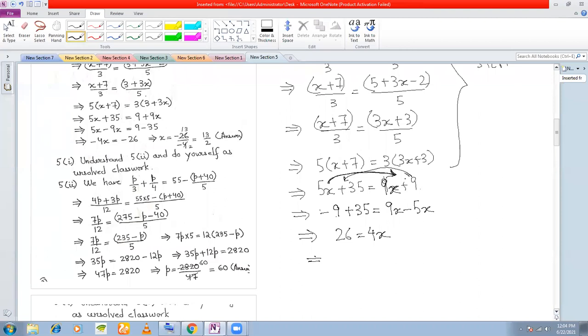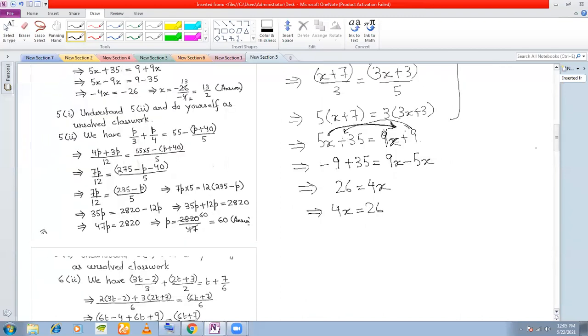Now you can say 4x is equal to 26. 26 is equal to 4x, or 4x is equal to 26. It's the same thing. Now this becomes a little convenient. Now what we do, we divide both sides by 4 to get x is equal to 26 divided by 4. Get 13 by 2. That is your answer.